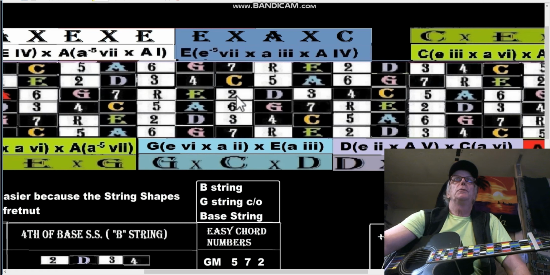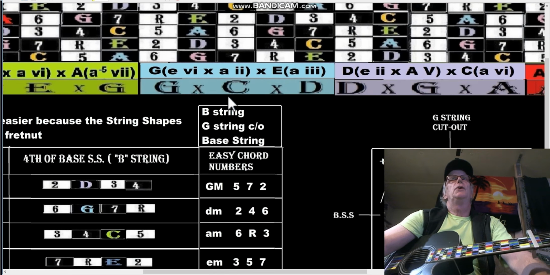Here's 1, root 2. We're not going to go to 3 because the double note's 3. So we're going to go root 2 to a C string shape. So how do we remember where this happens and what's going on? It's called the easy chord number system.